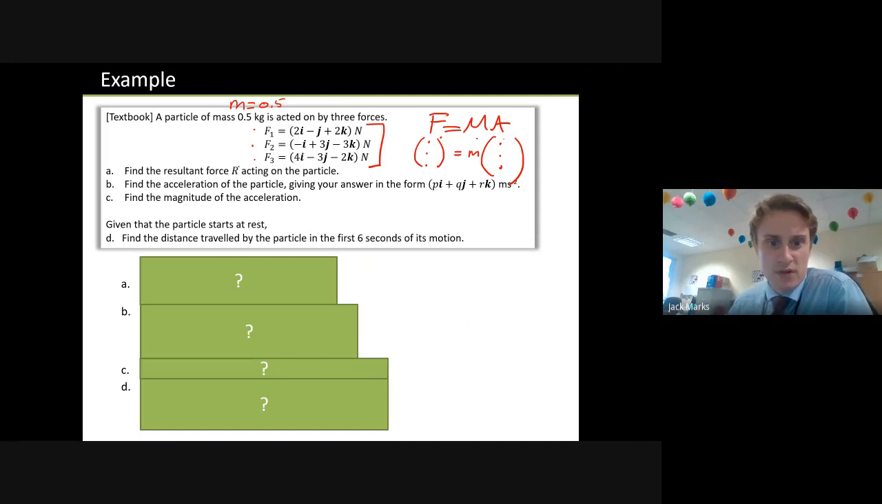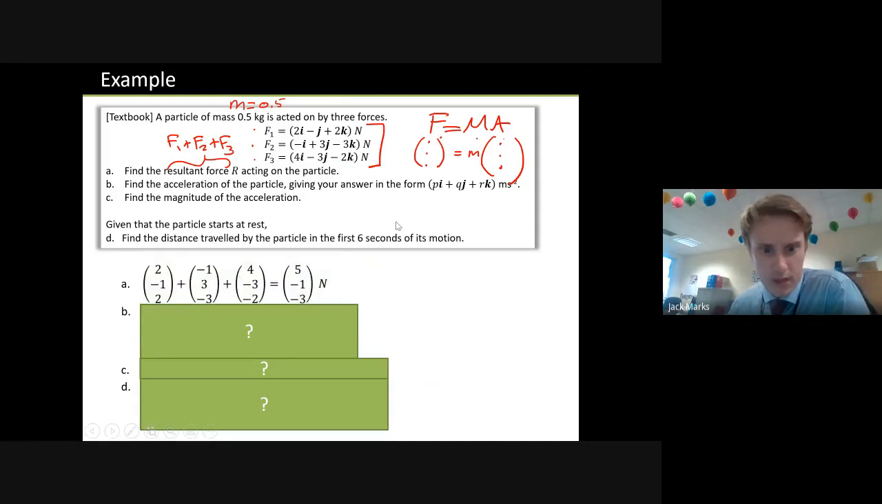Find the resultant force. So resultant force is F1 plus F2 plus F3. What are we going to do? So 6 minus 1 is 5, minus 1, minus 3. Okay. It is newtons. It's force, so put newtons on it.